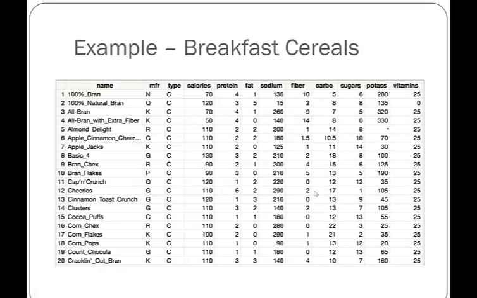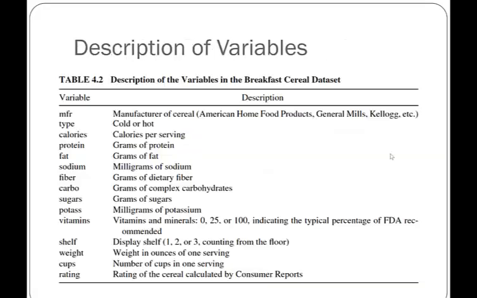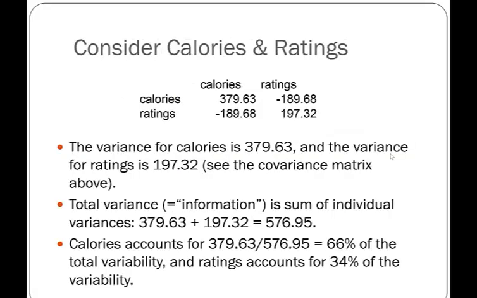So with this breakfast cereal example, we have a bunch of variables, 13 it looks like or so, and here's a description of all the variables. If we just look at 2 of them to start with, calories and ratings, and we look at the covariance matrix between these 2 variables, we see that calories has 379.63 as the variance, and ratings is 197.32. So if we add those together, we get 576.95, and 66% of that is explained by calories, 34% is explained by ratings.